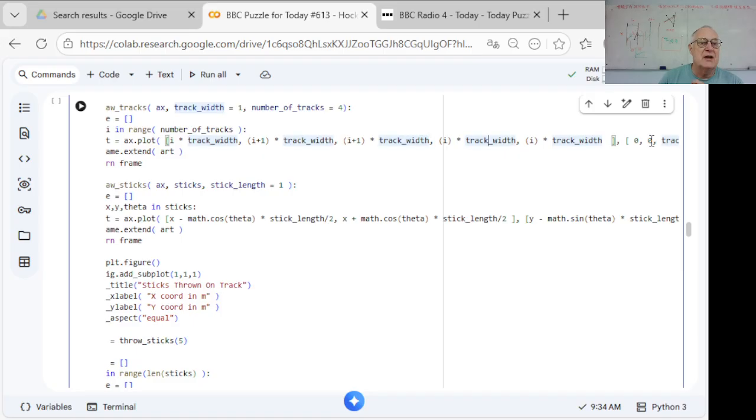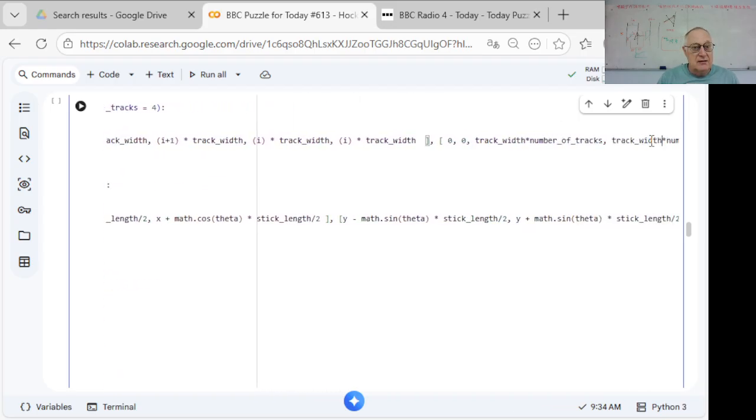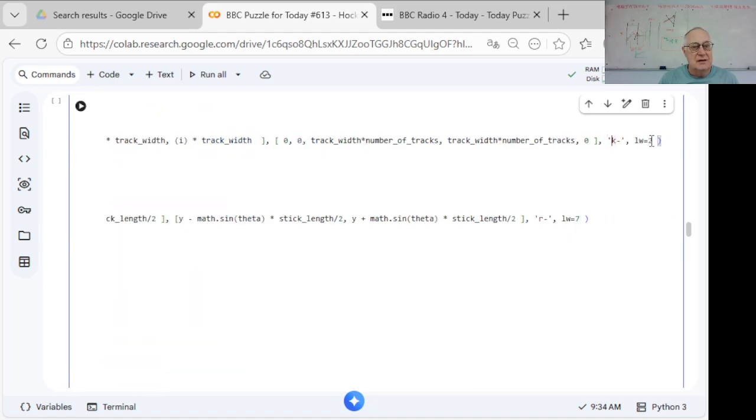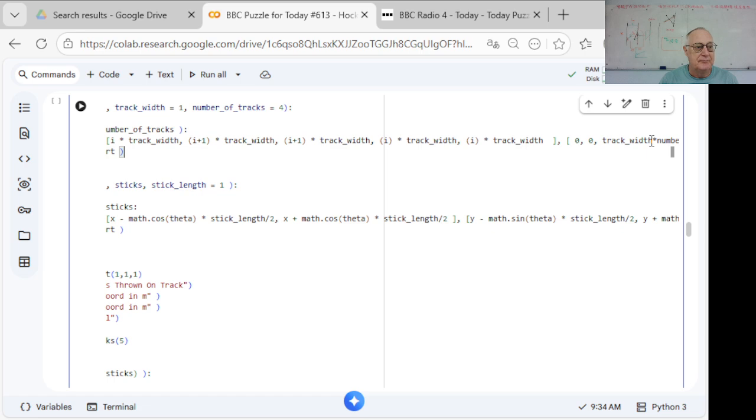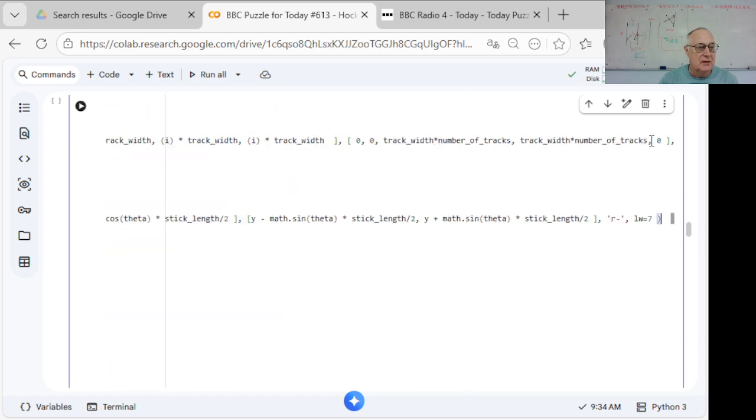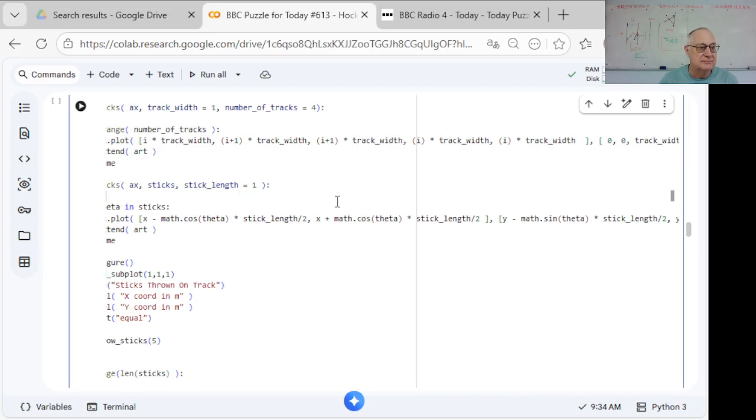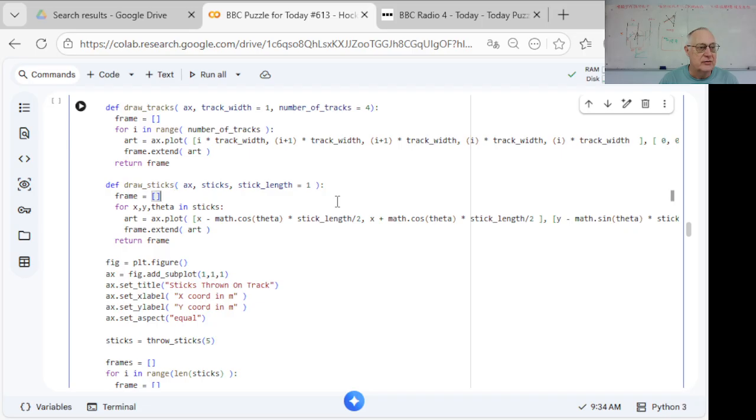So it draws it as a polygon, as a filled polygon. Rectangle, which requires 5 points, and then here it draws it in black. And then here I draw the actual line. Here I draw the actual stick.